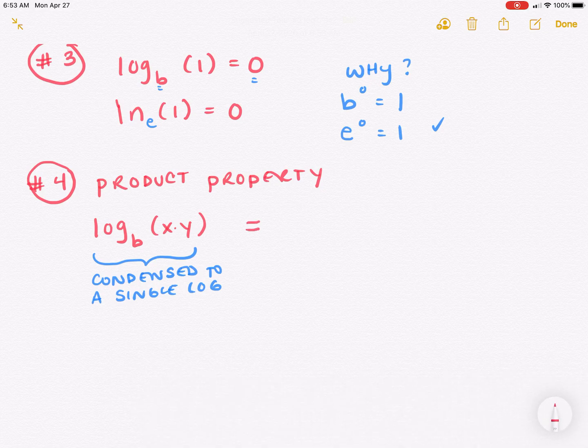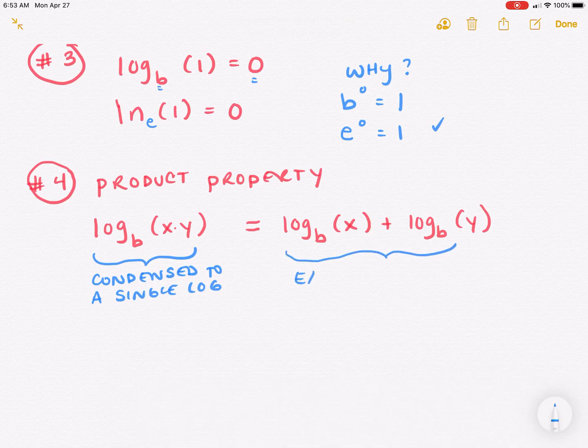And what we can do is rewrite this as log base b of the first input plus log base b of the second input. And this is what would be expanded as the sum of two logs. And so that's the difference between them: we can either write something as a single log or we can make it the sum of two separate logs.